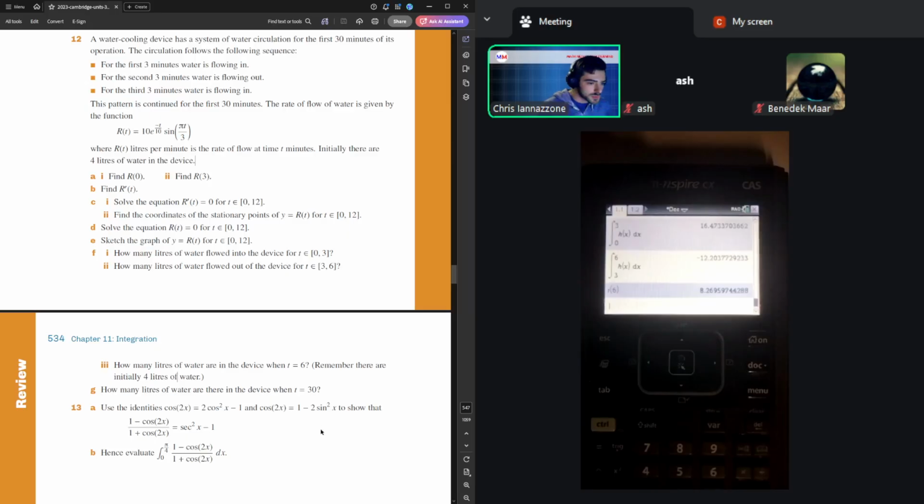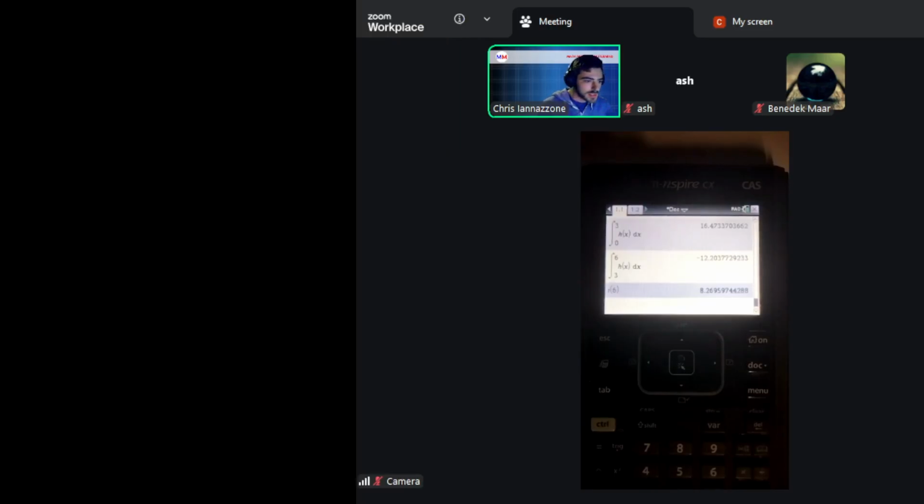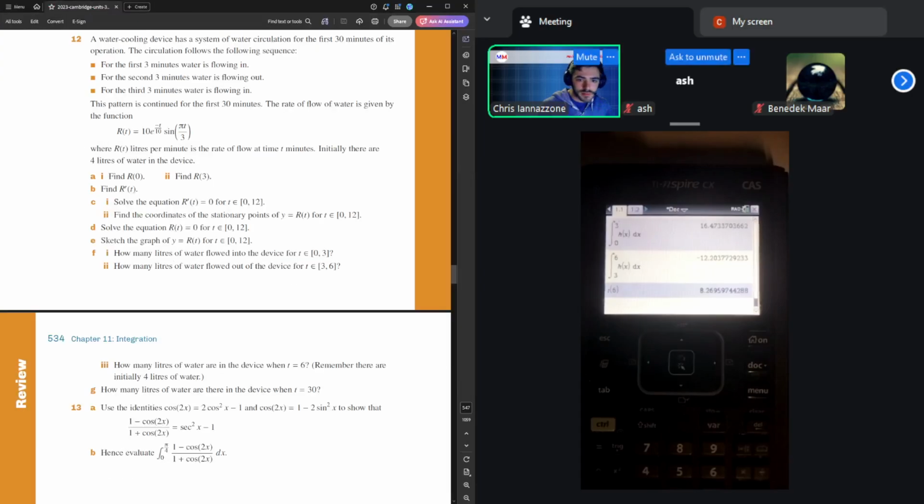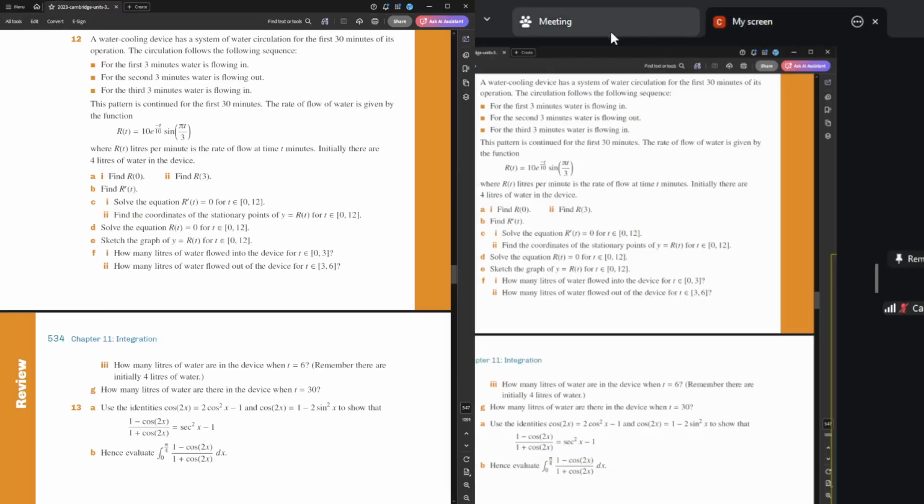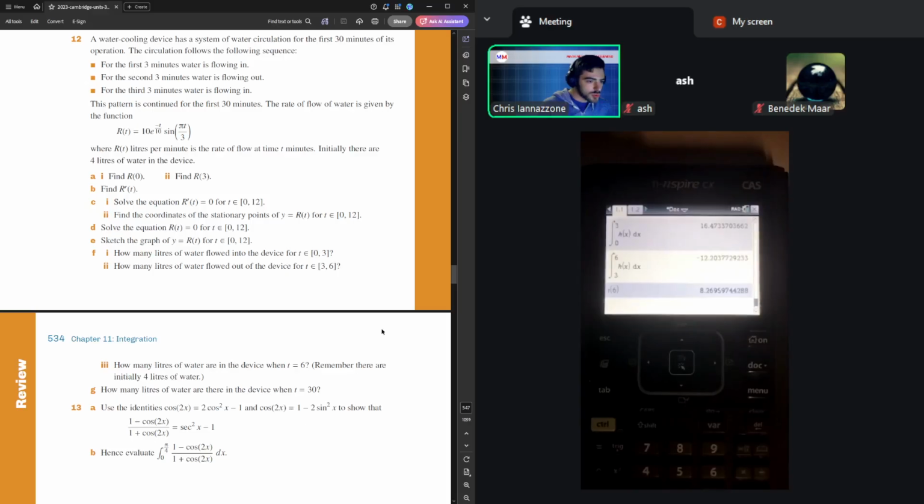So how many litres of water are there in the device? It's going to be the 8.26 there. Oops, I think I just accidentally closed that. There we go, that should be back to normal. Yeah, that's the most straightforward way of doing it.